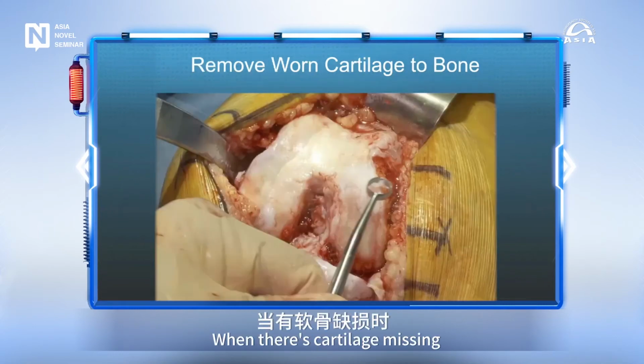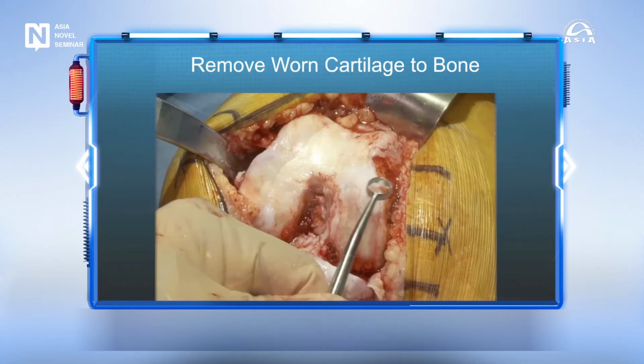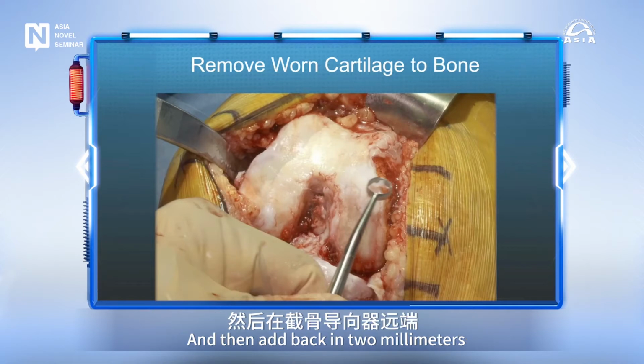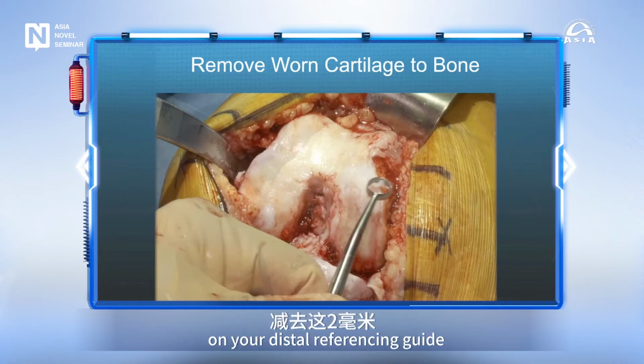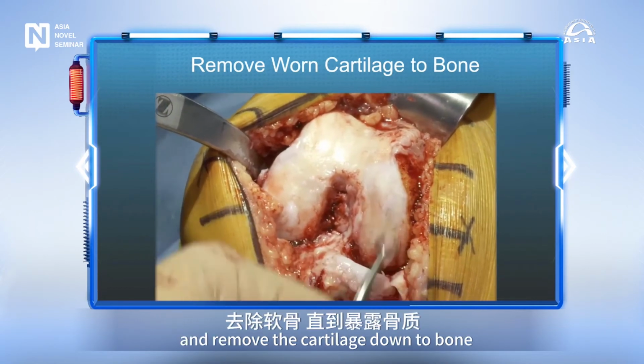When there's cartilage missing, as there is in this varus knee, there may still be some on the distal femoral surface. So the easiest thing is just remove whatever remaining cartilage is present, and then add back in 2 millimeters on your distal referencing guide to correct for the loss. So we take a ring curette and remove the cartilage down to bone.